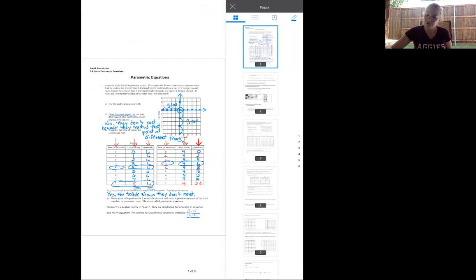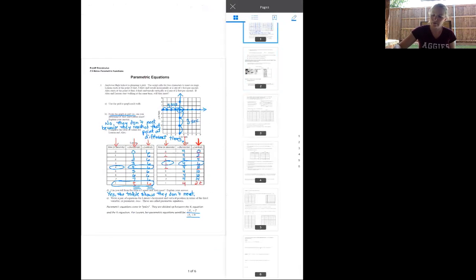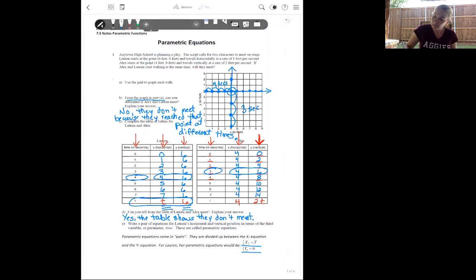All right, so part F. We now need to write a pair of equations for Alex. And this will show Alex's horizontal and vertical positions in terms of the third variable time. So for Alex, if we go back and look at that table, we can see his horizontal equation is 4 and his vertical equation is 2t.